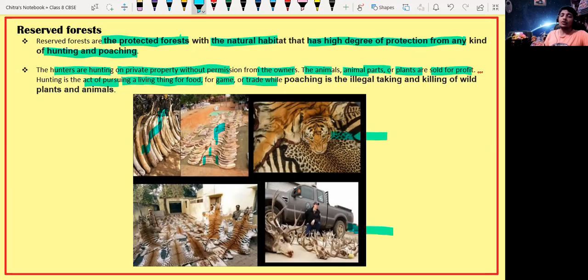Like they are going to sell the skin of the lion. They will first hunt the lion, and then its skin they are going to sell to different people, in different countries also. So this is all about hunting and poaching, beta. So what is poaching? It is the illegal taking and killing of wild plants and animals. Everyone, I want you again to take a screenshot of that.